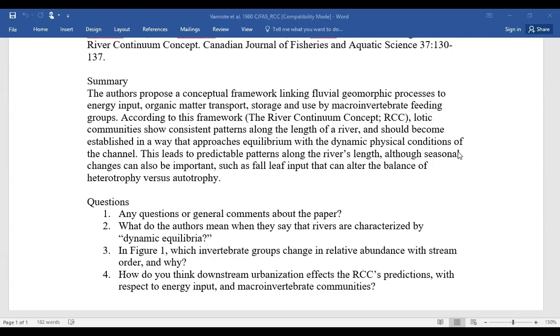What about the input of, as they say, CPOM? And we'll talk about that later, right? Coarse particulate organic matter, which, by the way, is anything bigger than about a millimeter is considered CPOM. So a piece of a leaf up to a tree is CPOM.